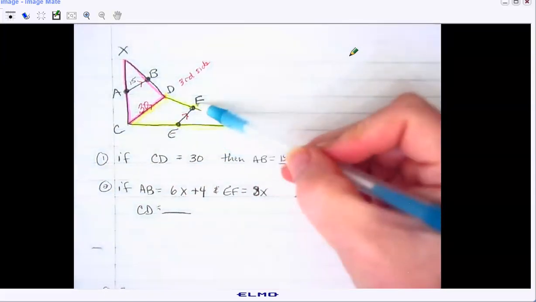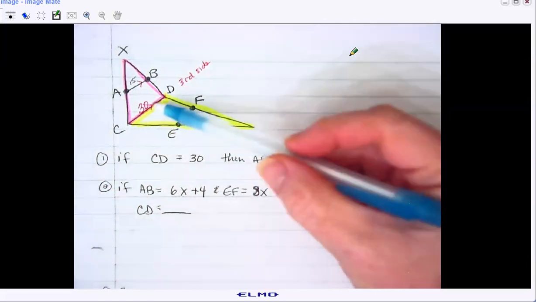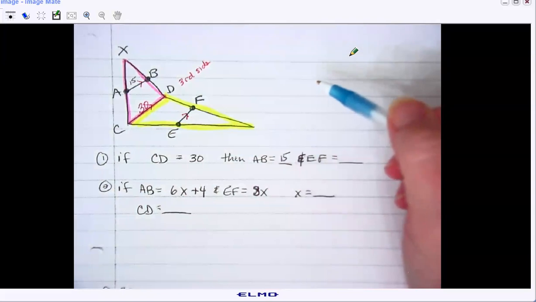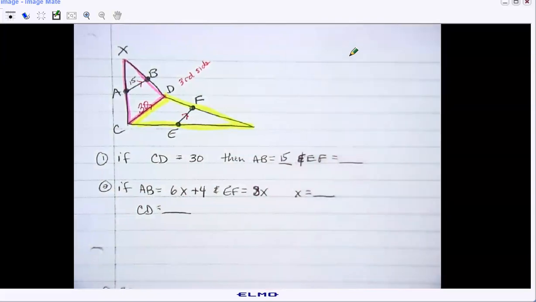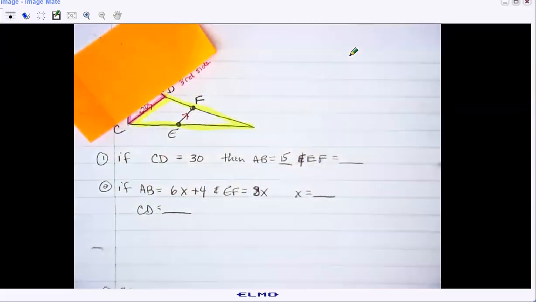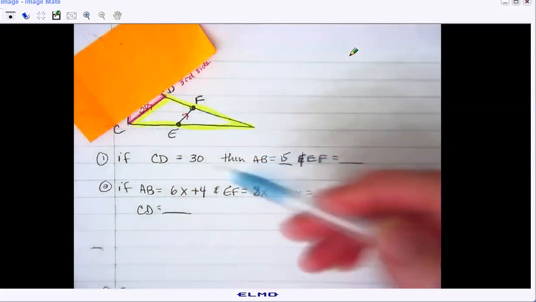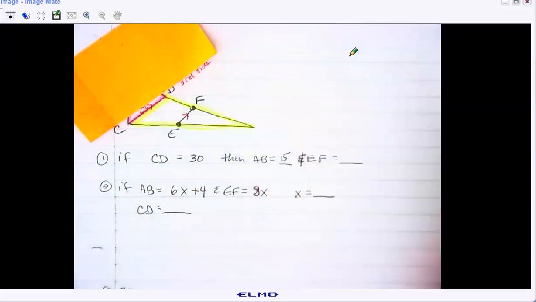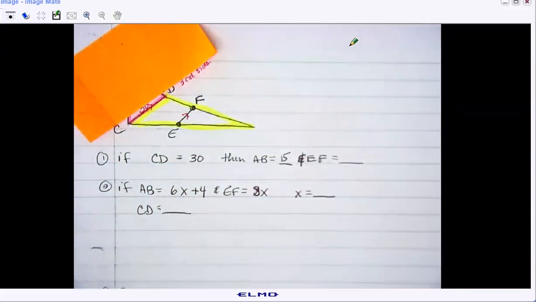Okay, so what does that make EF? If this is the third side, what would that make EF? We cover that one up. So we're looking for the inside line. The inside's always going to be smaller. So do I take half or double? Okay, good. The answer in the chat box was correct. And they said 15. Nice.